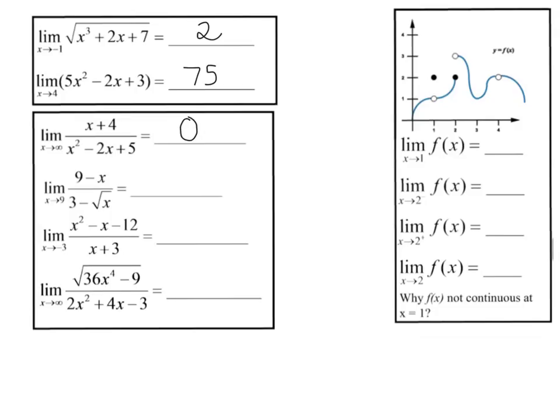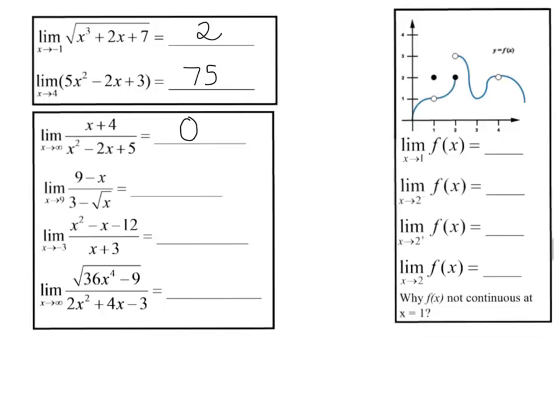Remember, if the highest power is on the top, there is no limit, or we could also talk about the fact that it's going towards infinity or negative infinity depending on the actual shape of the graph. If the high power is shared, if the same power is on top and bottom, then we make a fraction out of the coefficients.